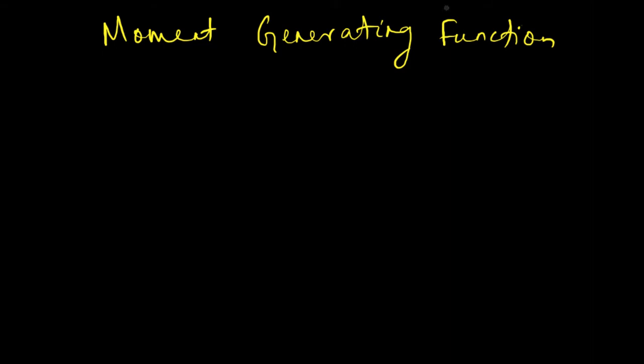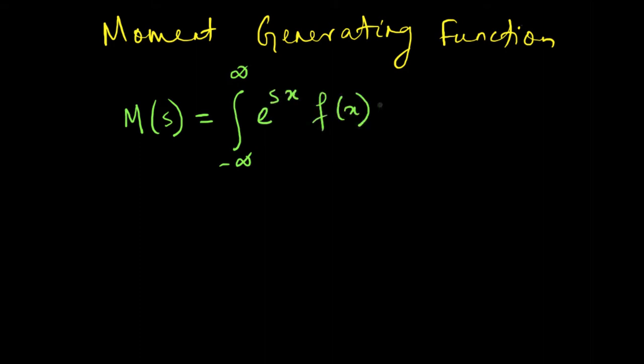So what is this moment generating function? It is this function denoted by capital M. It's a function of some variable s, and it is equal to the integral from minus infinity to plus infinity of e to the power sx times f of x, which is the probability distribution function, times dx. So in other words, this is the expectation value of e to the power sx.